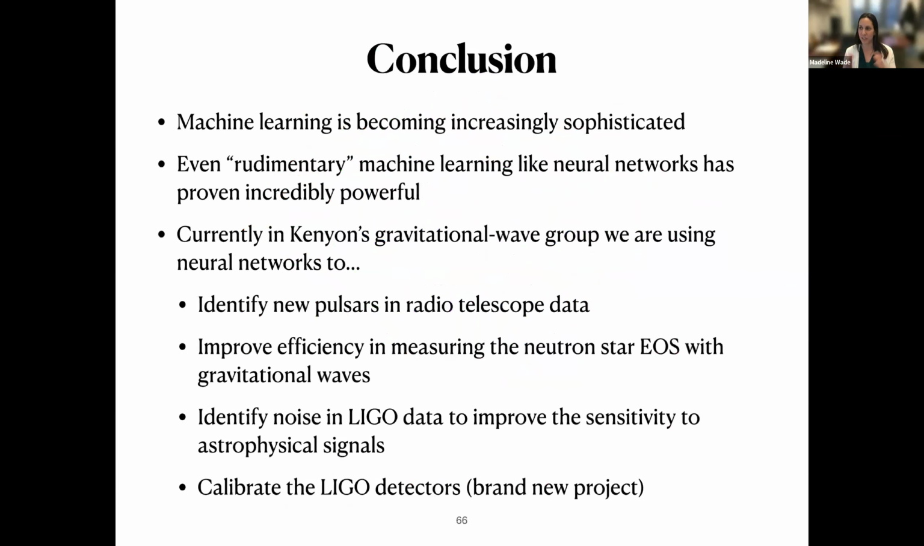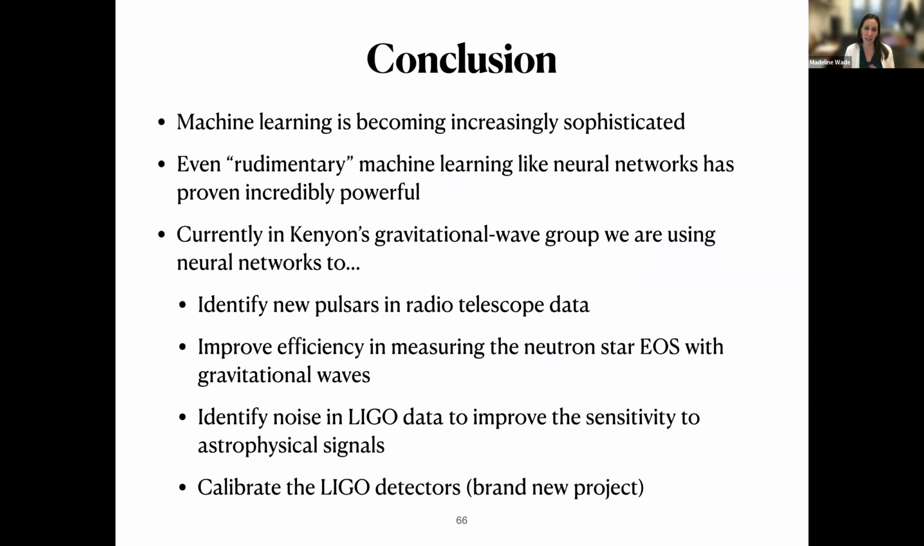So I'll just conclude by saying machine learning is becoming increasingly sophisticated. What I've talked about here is what we would call pretty old machine learning at this point. Neural networks is kind of old news. But even these rudimentary neural networks are incredibly powerful and incredibly useful in meeting a lot of our current scientific needs in data processing and analysis.